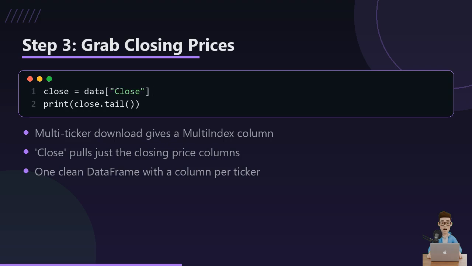Picture the downloaded table like a spreadsheet with two stacked header rows. The top row is open, high, low, close. The second row is which ticker. Because we downloaded two tickers together, the columns are grouped by field first. So pulling close just slices off that top row, leaving one clean two-column data frame, already lined up by date.